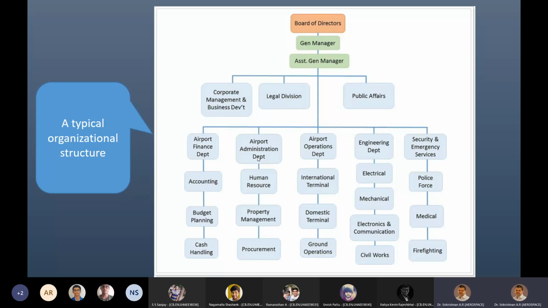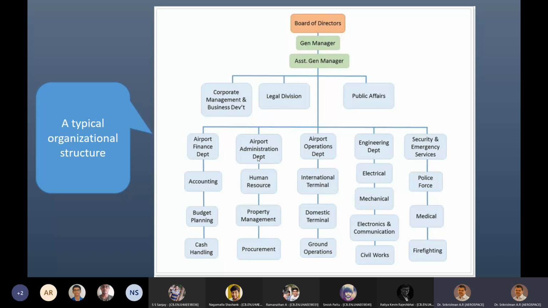Okay, so specific to this, what is shown here is that there are three departments which are directly reporting to the assistant general manager: corporate management and business development, legal division, and public affairs. So they are all departments, reporting to the assistant general manager, who eventually reports to the general manager. Now, this is not all. You will have other departments which will have subdivisions under them. So these three are reporting, but then there are other major departments which will also have subdivisions. We'll just look at some of them.